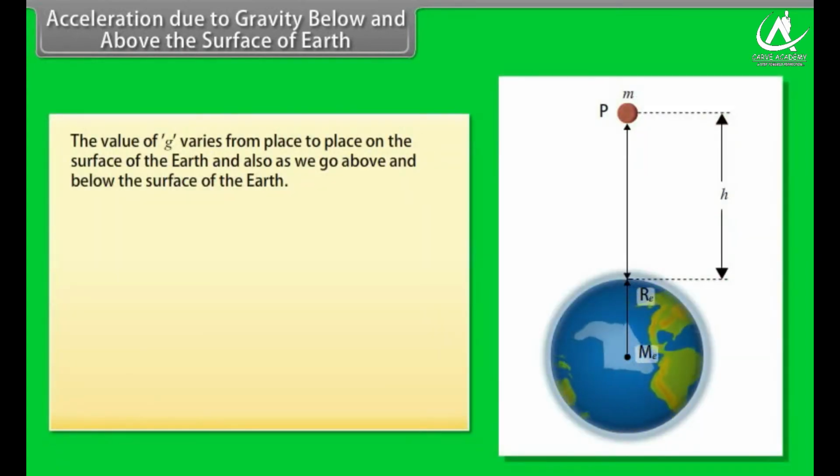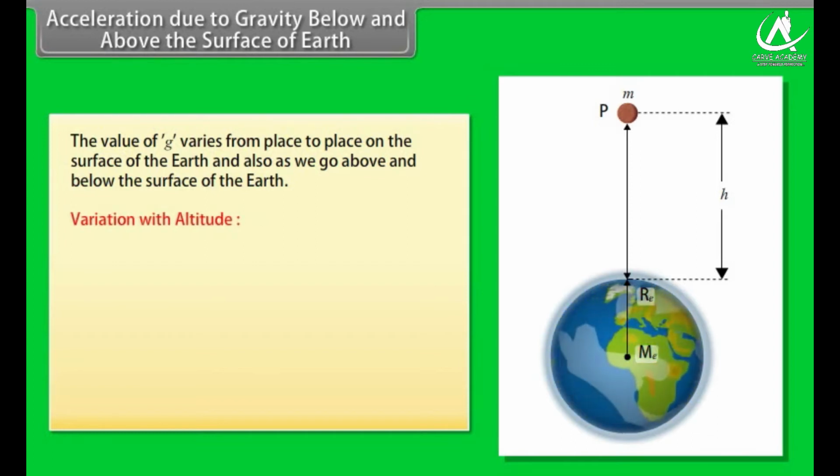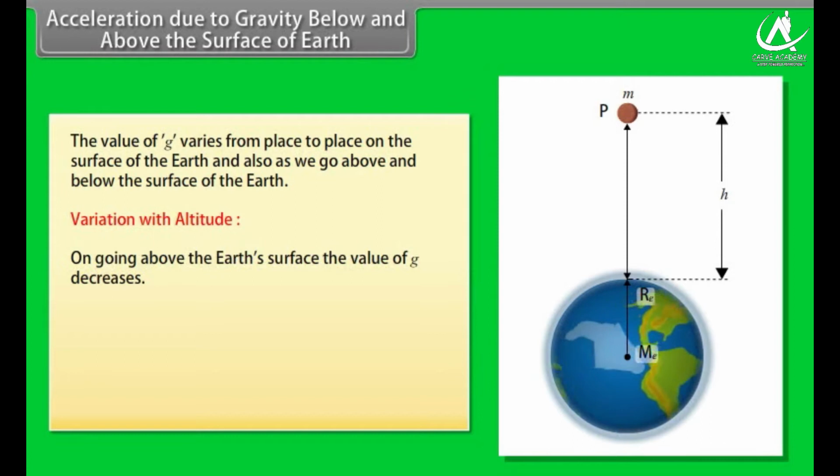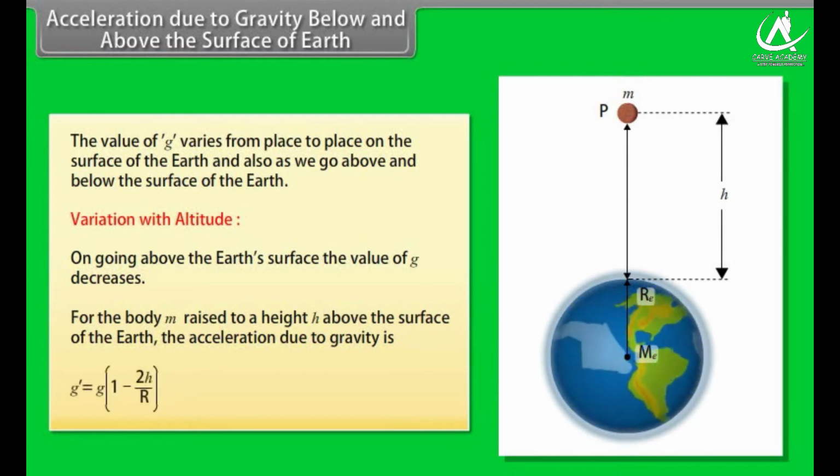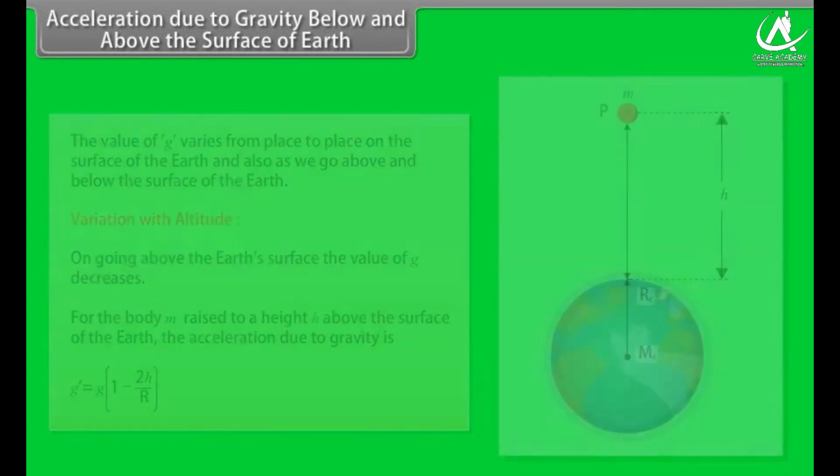Acceleration due to gravity below and above the surface of Earth. The value of g varies from place to place on the surface of the Earth and also as we go above and below the surface of the Earth. Variation with altitude. On going above the Earth's surface, the value of g decreases. For a body of mass m raised to a height h above the surface of the Earth, the acceleration due to gravity is g' = g × (1 - 2h/R).